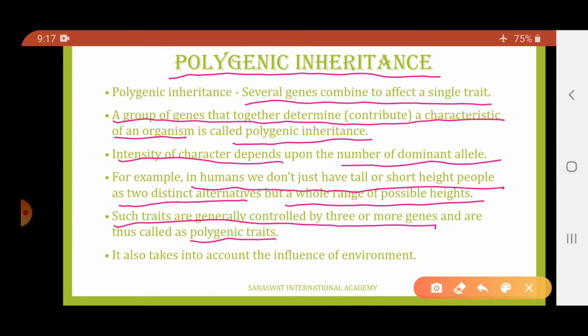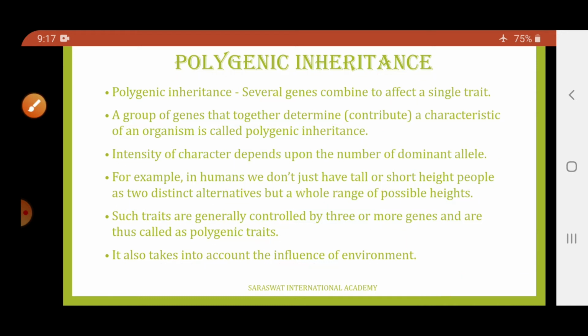So height or other such characters are determined by more than three genes. What are such traits or characters called? Polygenic traits. Now apart from the genes playing an important role, the environment also plays an important role in giving such traits. So it also takes into account the influence of environment. That is, not only the genes give the character in such cases, but along with the genes, the environment also plays a role in giving that character.